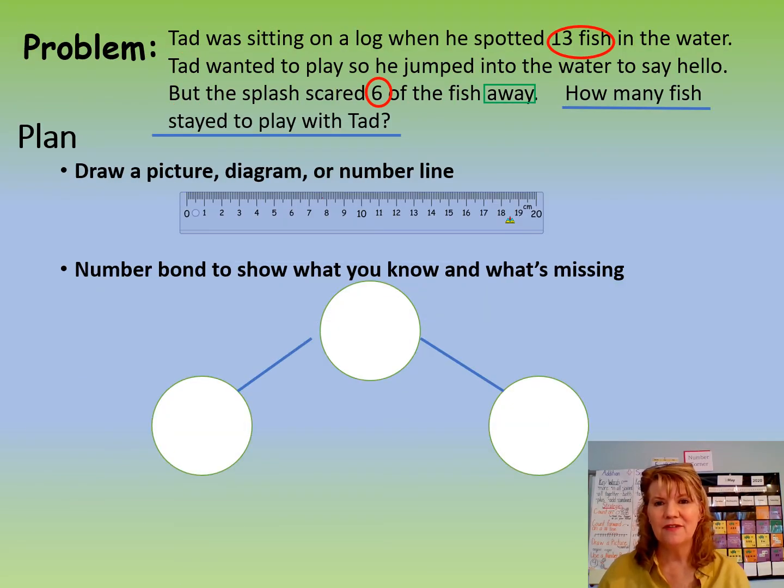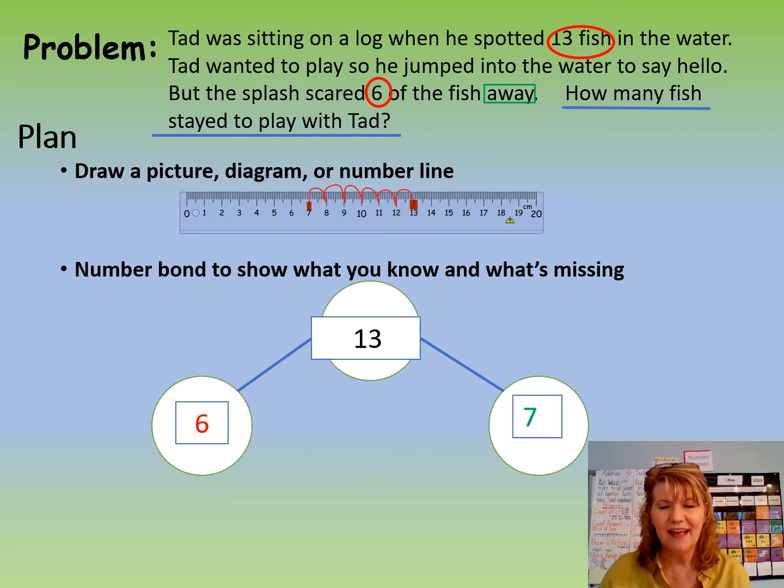So we know there are 13 fish to begin with. So let's put 13 on our number line. And the fish scared away 6 fish. So let's jump 6 times. We land on 7. How many fish stayed to play with Tad? 7. We start with 13 and we're going to take away 6. How many are left? 7. This is pretty easy. We used a number line and we used the number bond.